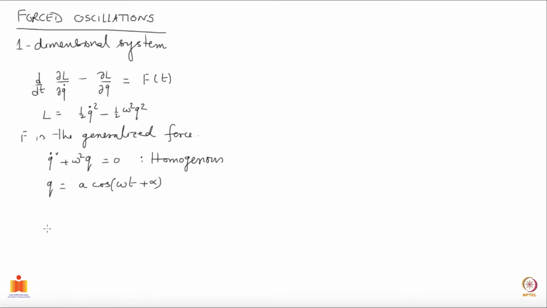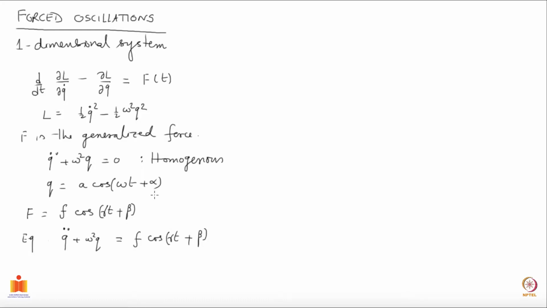Now I want to assume a sinusoidal force, as I said. So I will take the generalized force F to be some constant f, small f, times cos(gamma t plus beta). So the frequency I take to be gamma, of this external agency. And now our equation of motion is q double dot plus omega square q equal to f cos(gamma t plus beta).